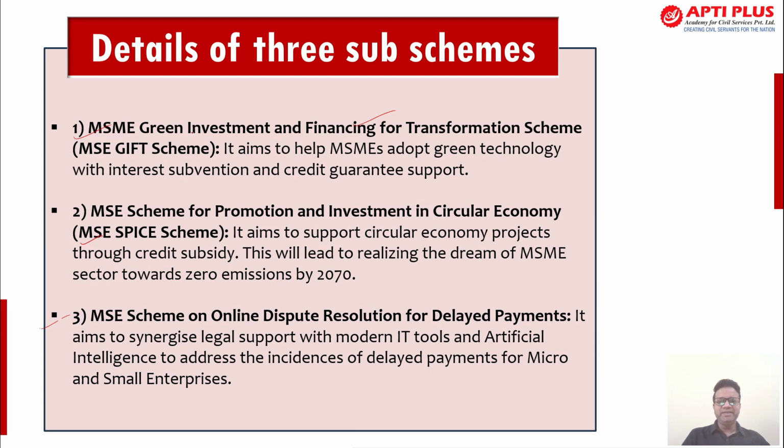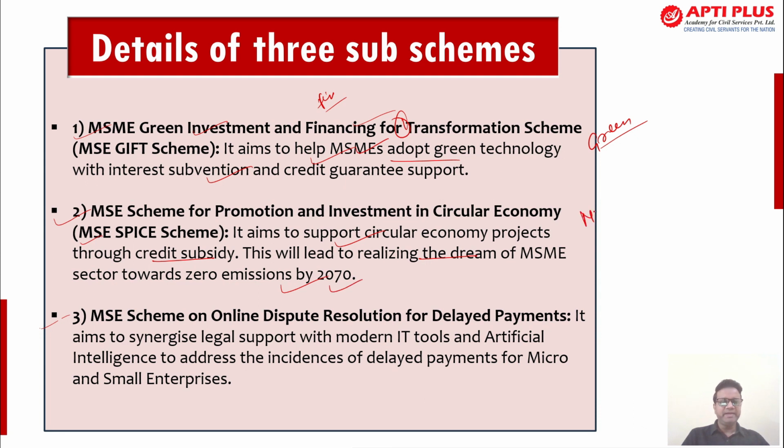First is Green Investment and Financing. The name itself makes it clear that this is related to finance, and it aims to help MSMEs adopt green technology. Green technology, because it should aim for sustainability, and it even calls for interest subvention and credit guarantee support. So this is one important sub-scheme. The second important sub-scheme calls for the promotion of the circular economy, known as the MSME SPICE scheme. It aims to support circular economy projects like credit subsidies, and even to realize the dream of an MSME sector with zero emissions by 2070.